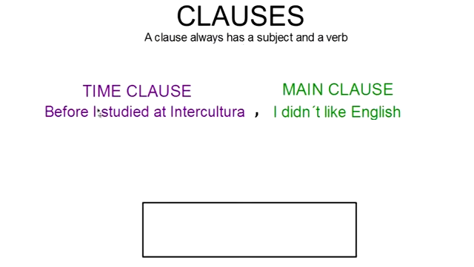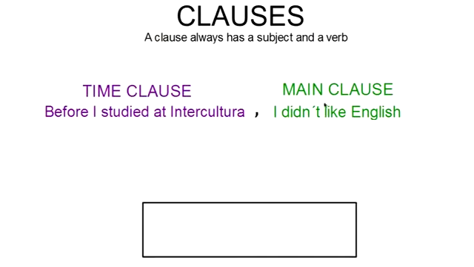So if we look at this sentence, I have a time clause and a main clause. I say, before I studied at Untitled, I didn't like English. So I use this time clause because I'm talking about a specific time, using before. Before I studied at Untitled, I didn't like English. And notice I'm using a comma to separate my time clause and my main clause.